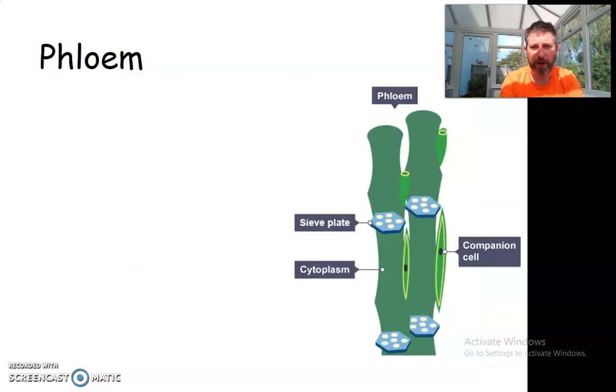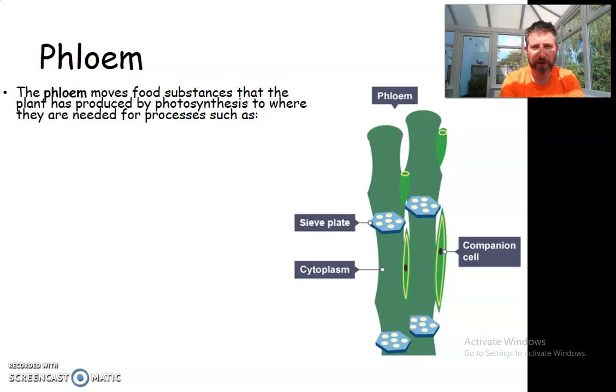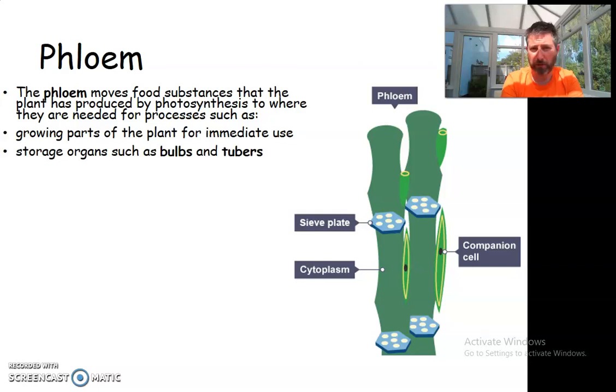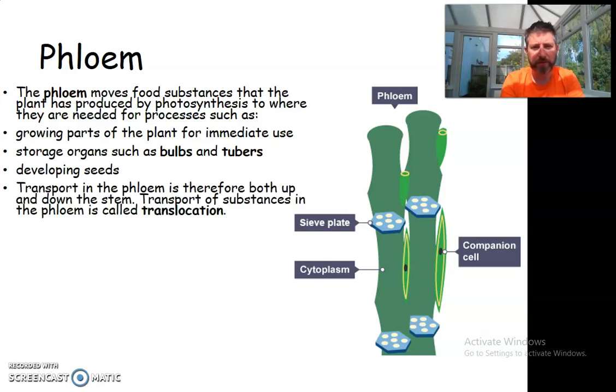If we compare that to phloem, it is slightly more complicated because phloem move food substances up and down. They move to growing parts of the plant for immediate use because those parts of the plants will require energy, so they will need glucose for respiration to take place, aerobic respiration. But also they will store some of that food for later on. That glucose will then be turned into insoluble carbohydrates like starch, and that will be stored in bulbs and tubers, which are generally the parts of the vegetables we tend to eat. Also, they will be used for developing seeds.